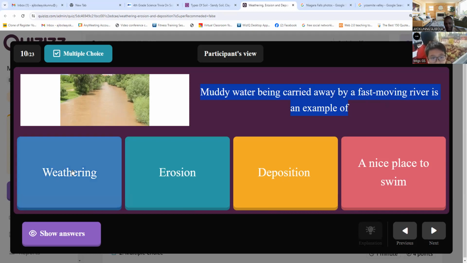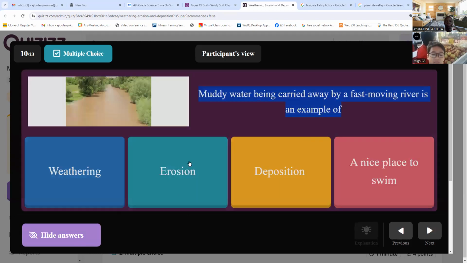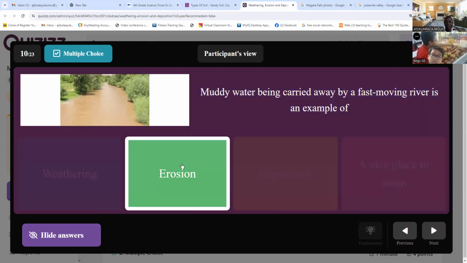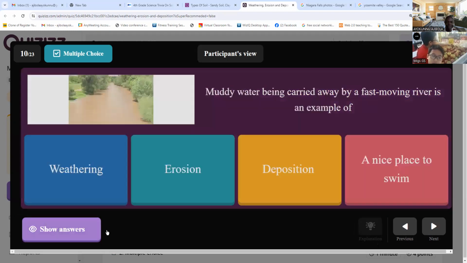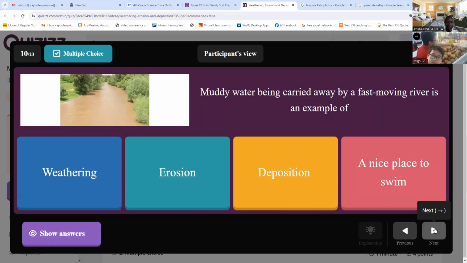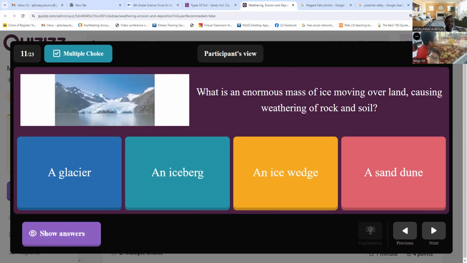Weathering is breaking down. No, it shouldn't be weathering. But let's consider erosion, because this is muddy water being carried away by a fast-moving river. Well, it's erosion. Yes, it's erosion. So, the next question.